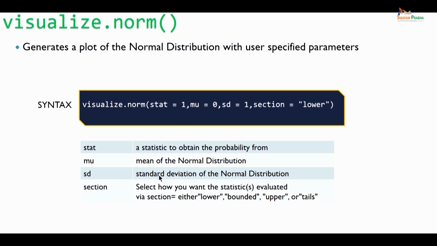The next is SD, which is nothing but the standard deviation of the normal distribution, and the default value is 1. Following that, we have a parameter called section, and it tells you how you want the statistic to be evaluated, whether it is lower tail, upper tail or a two-tailed. So, the default value for section is lower.